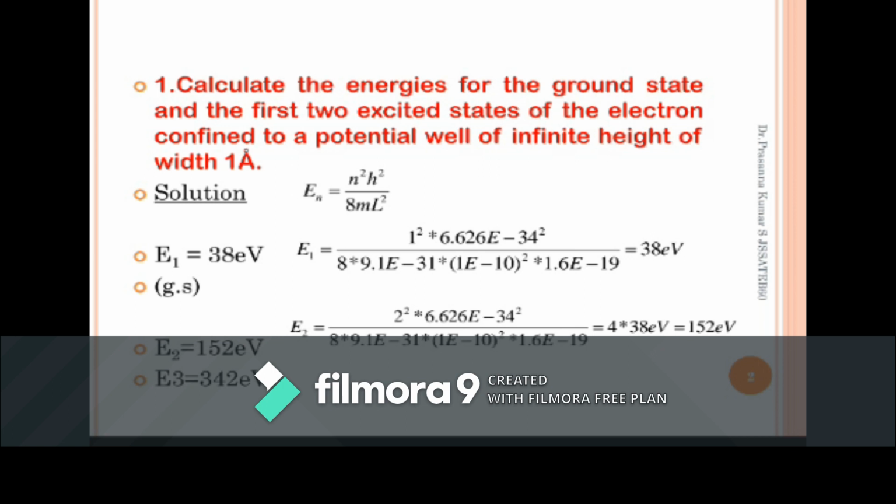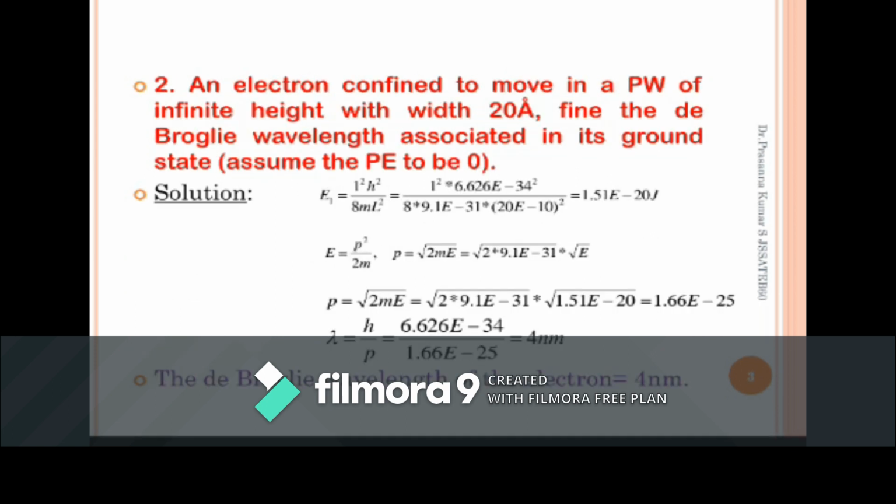Okay. Now we'll move on to the next. An electron confined to move in a potential well of infinite height, having a width 20 angstroms. Find the de Broglie wavelength associated in its ground state. Ground state means n equal to 1. Assuming the potential energy is 0. So you need to assume the potential energy 0.